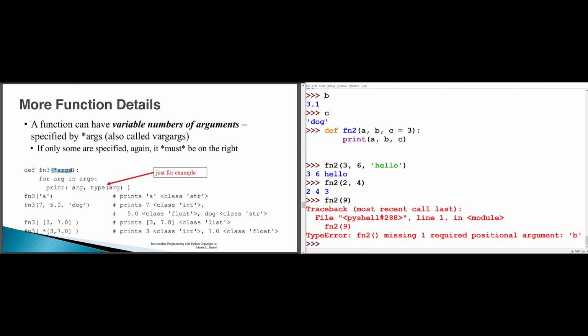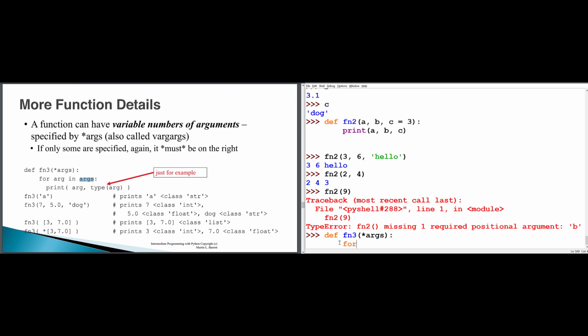You can use the star notation, conventionally with args, or varargs actually is more common in Python, to indicate that you want to retrieve some arbitrary collection of values and store those in a tuple whose name is going to be args. Okay, so let me do that one. So I'm defining a function fn3, which is going to take a variable number of args.